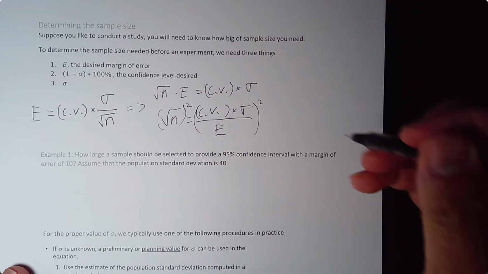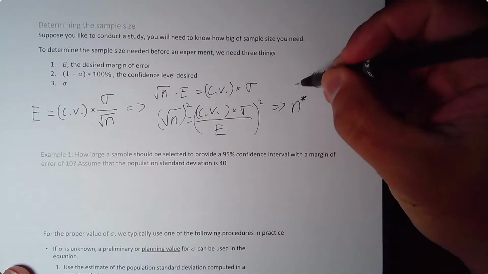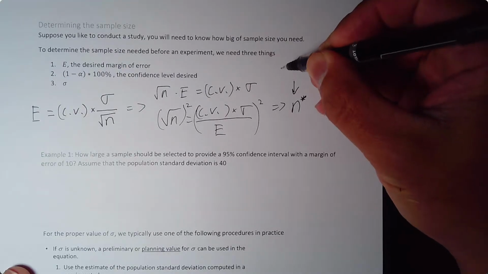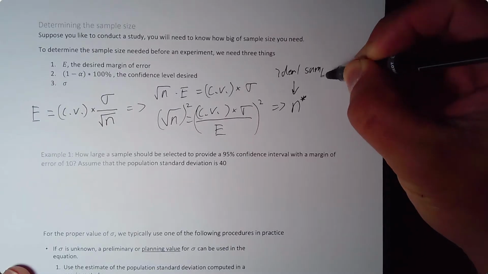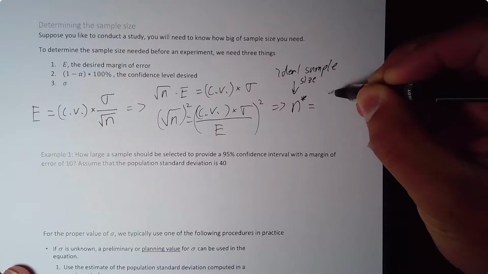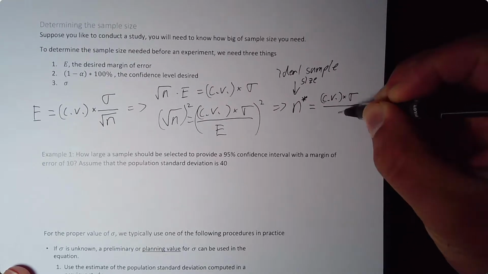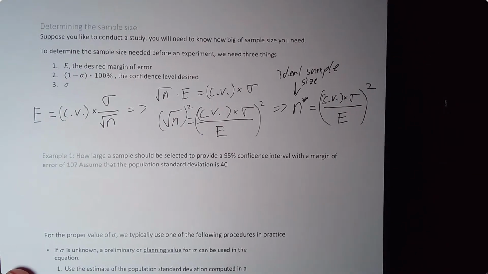So we get n star, the sample size required. We can call it the ideal sample size. And what is this equal to? It equals the critical value times sigma over E, all squared. And that's the formula.